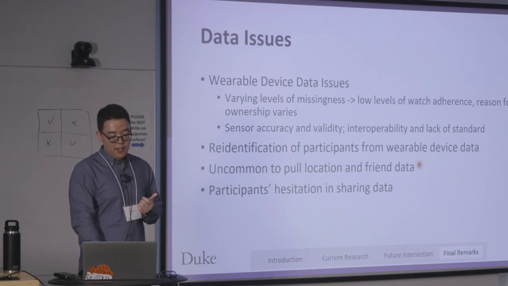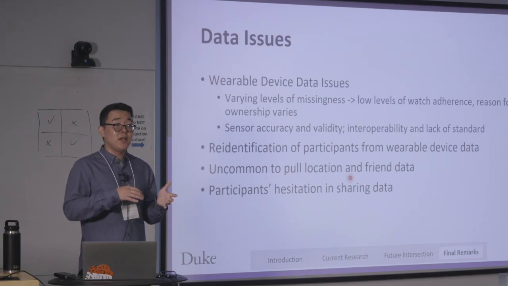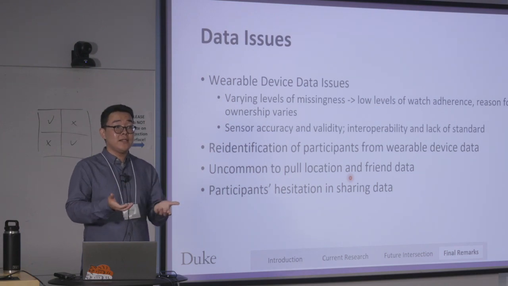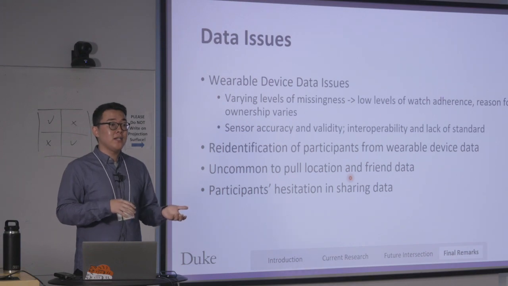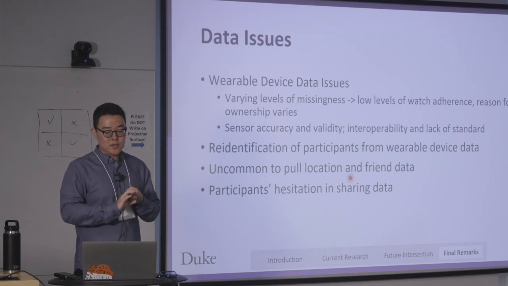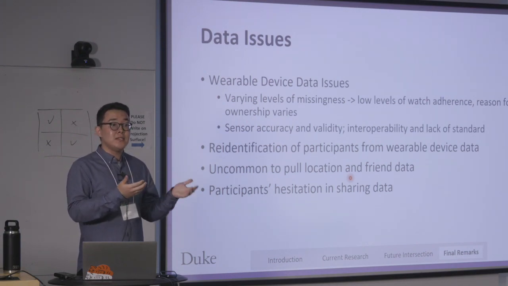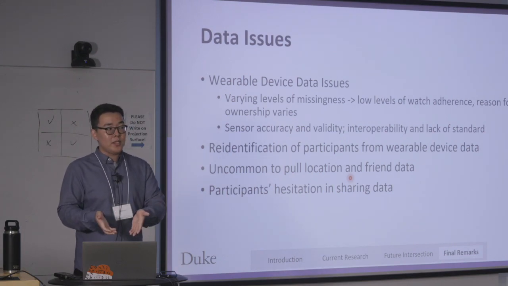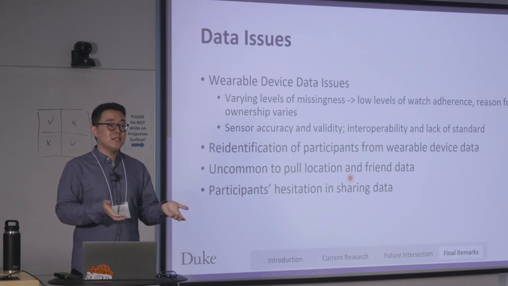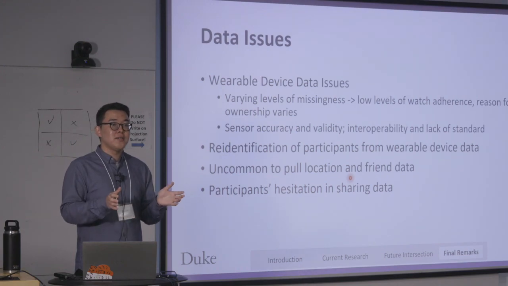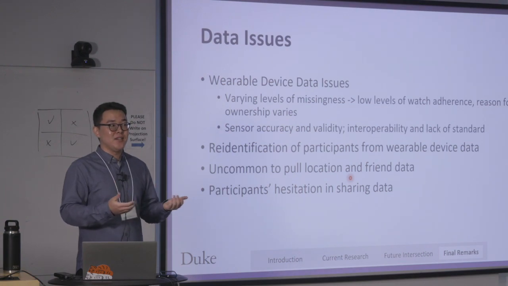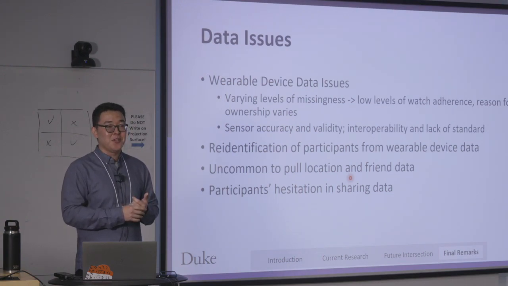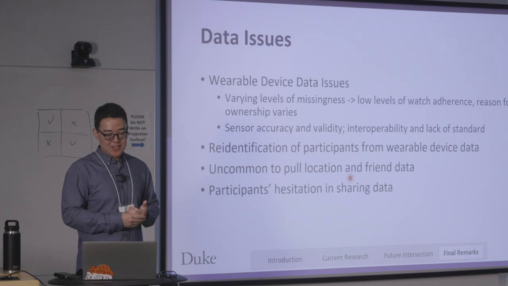And then the last 2 points, so in terms of our research, it is very uncommon to pull location data, even though that is available within all these commercial wearable devices' APIs, and friend data. So those are two data sources that our lab hasn't primarily looked into, and a lot of other labs that do work in this wearable device space haven't necessarily looked into. So this is a wild west in terms of IRB approval and how the School of Medicine will respond to this sort of data pool.